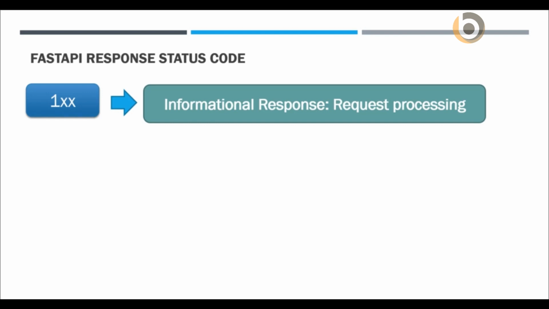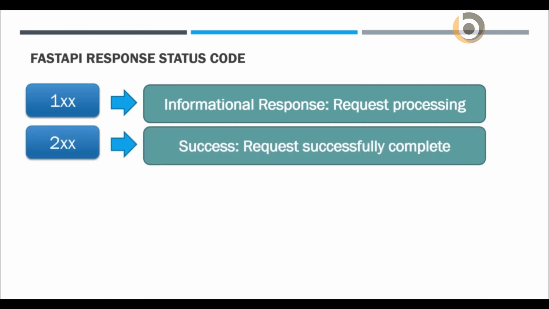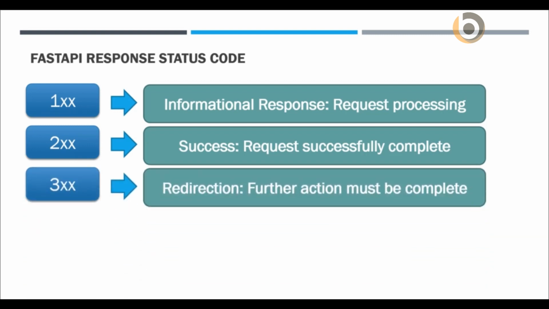When in the 100 level of a status code, that means you received an informational response, which usually means the server is still processing the request. This is not a failure in the exchange. The 200 range means the exchange between the client and the server was successful. The 300 range means a redirection, which requires the client to complete further action.